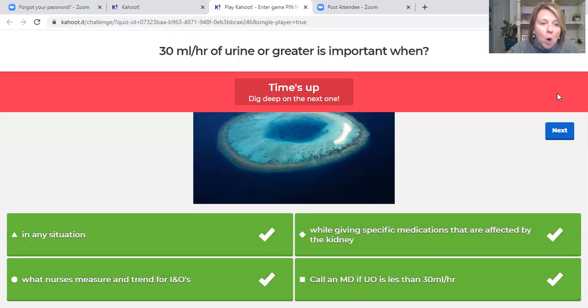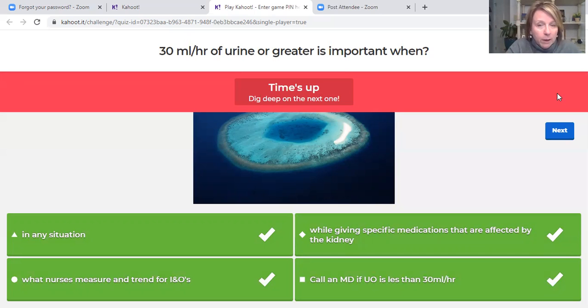Potassium's another one. What nurses measure and trend for I&Os, we want to look at our urinary outputs. If it's 30 mL this hour, 60 mL the next hour, 45 mL, 30 mL, that's low. I've got 2 out of 3. I'd be calling a physician when I got that 30 to say, these are my hourly urinary outputs, and I am at 30 mLs.